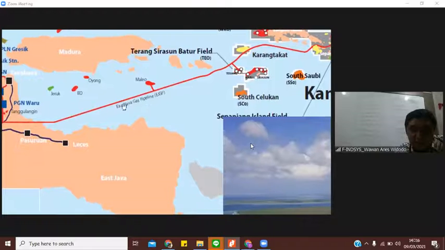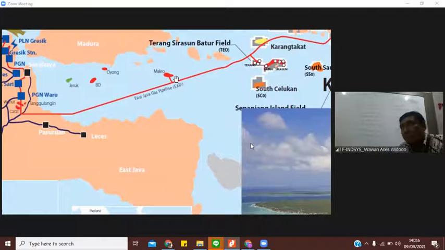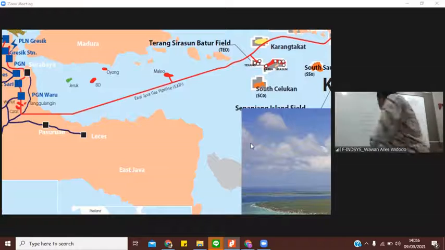Okay. This is the diameter of the pipe here, about 28 inches. 28 inches. Okay. And this position of the pipe here is a subsea pipeline. Subsea pipeline is the pipe put on the bottom of the sea. Yeah, we call it subsea pipeline.